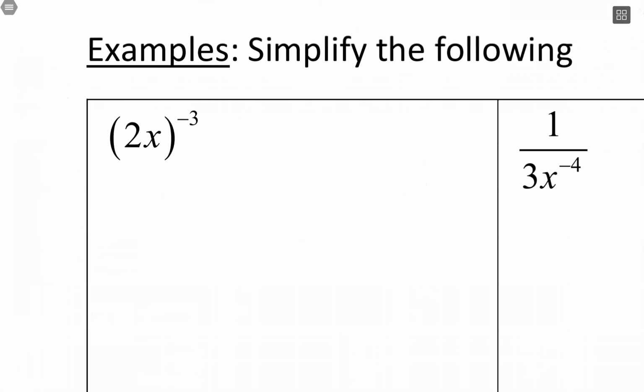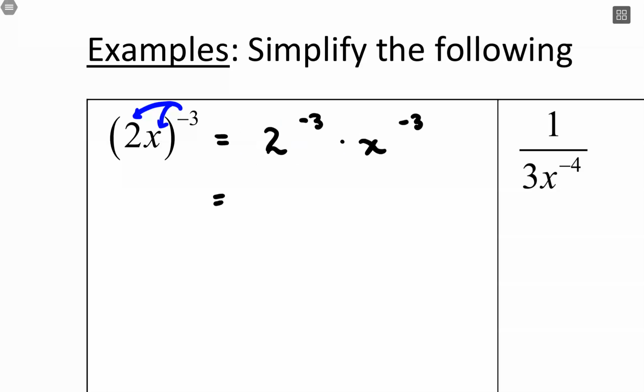So 2x to the -3rd power. So this is product to a power rule. We have pieces multiplying to an exponent. So that exponent of -3 is going to go to each piece here. And again, just for good habit, I'm going to go ahead and use parentheses, like parentheses 2 to the -3rd power, and then x to the -3rd power. Again, those parentheses aren't entirely necessary here, but it's good practice to have.